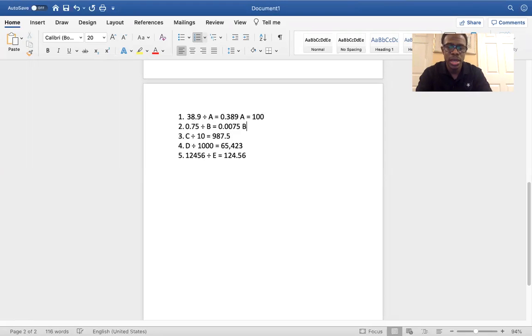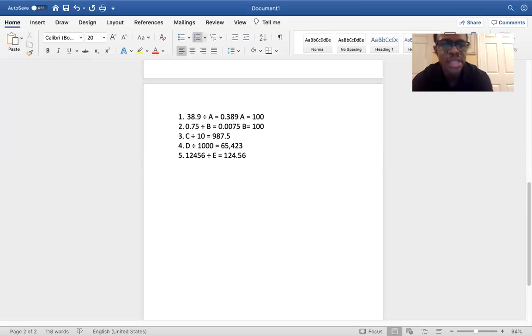Now, we have 0.75 divided by something gave us 0.0075. So we know that it was a multiple of 100 because the decimal point was moved. That's the only difference with this number. So it was 0.75. So the decimal was right here, and it moved 1, 2 times to the left. So we know that B is going to be 100.